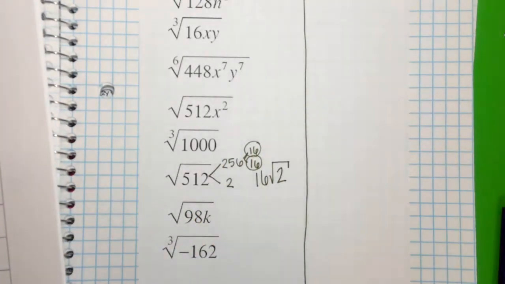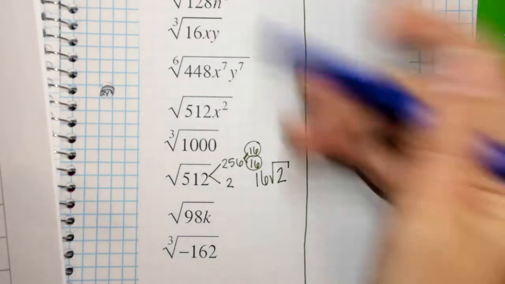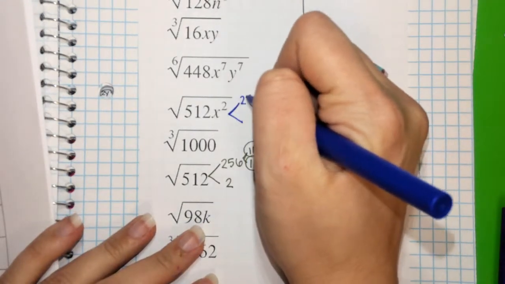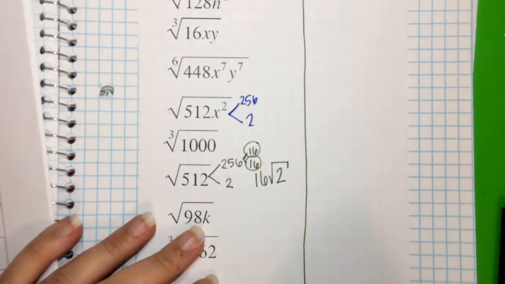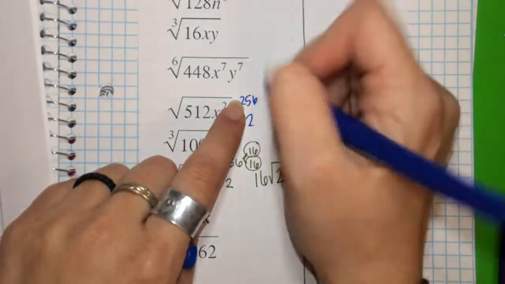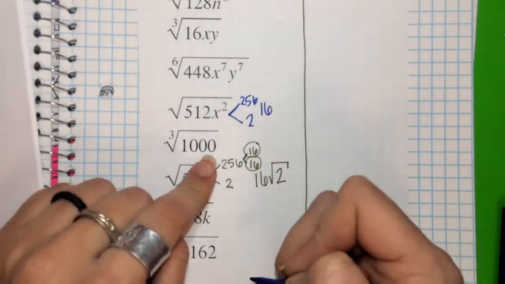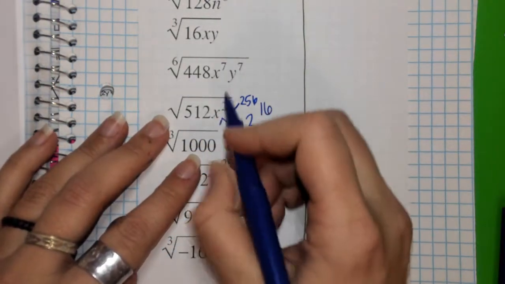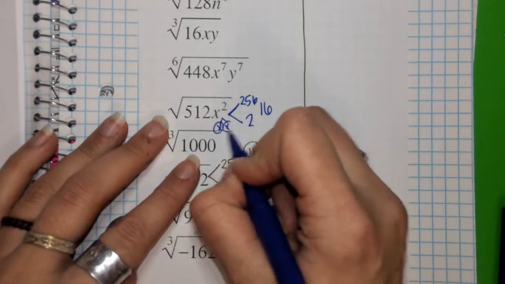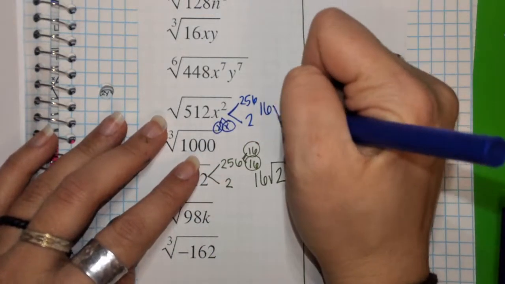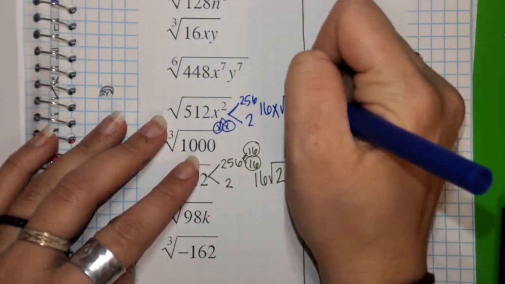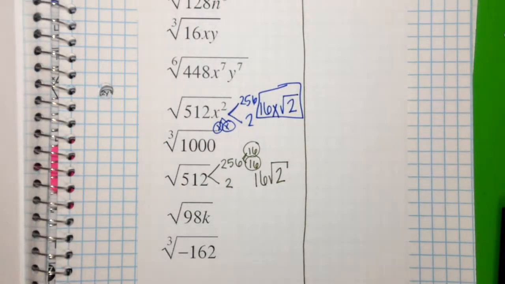We got the 512, we know that gets broken down into 256 and 2, right? Okay, so then that's 16. 16 comes outside. Now, how many X's do we have? We have 2. And we need 2 of the same thing, so one of those comes outside and 2 is left in. That's it. That's all you do.